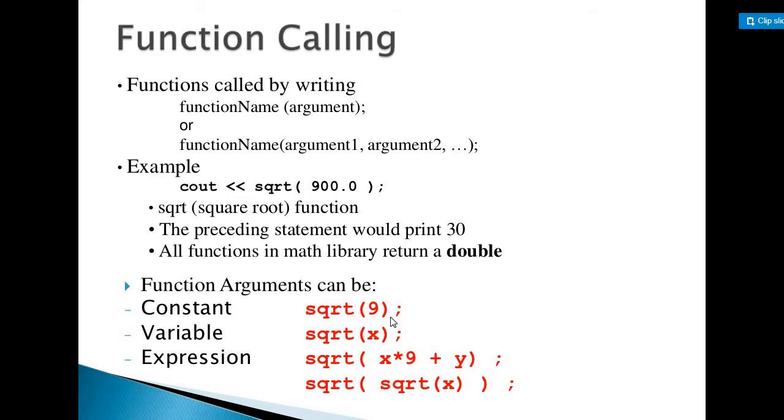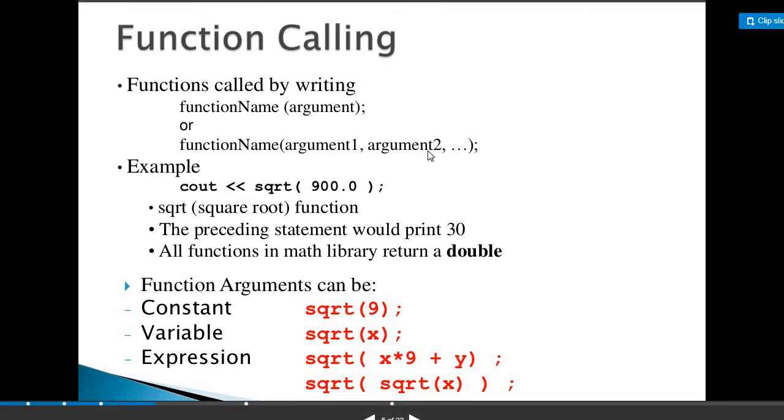Functions are called by writing the function name and the list of arguments: function name, argument 1, argument 2. For example, cout square root of 900. Square root is a function, actually a library function. The preceding statement will print 30. The sqrt function in the math library returns a double.